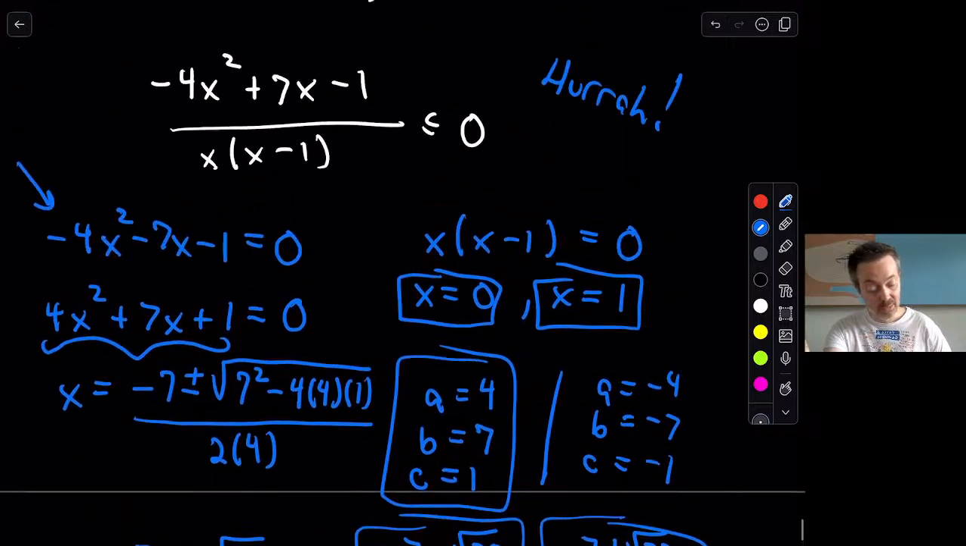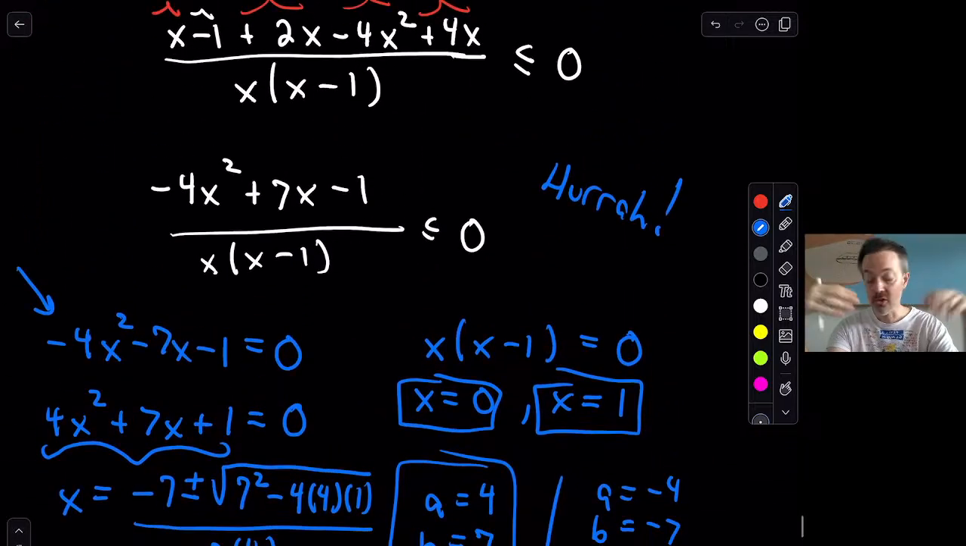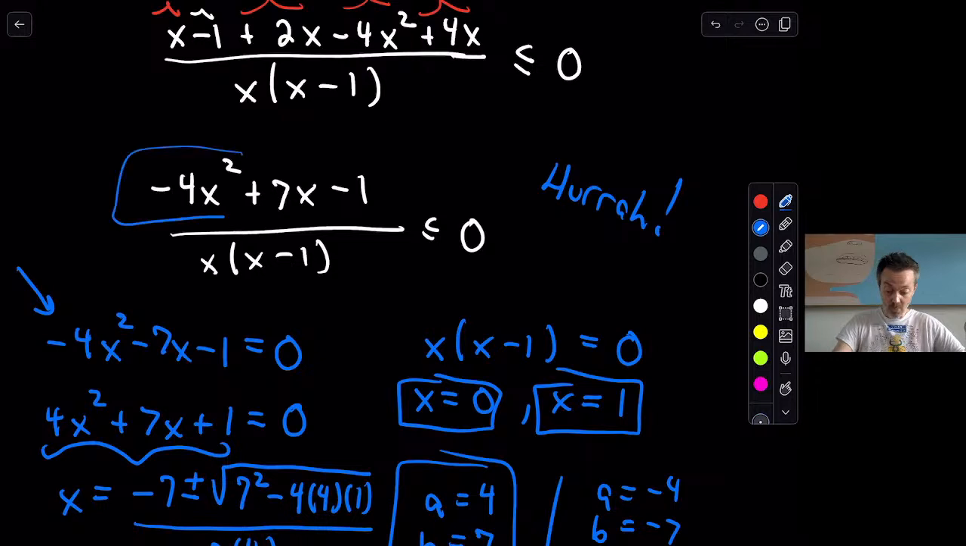I made one side equal to 0. Hey, it's rational. I put them together. I set the top equal to 0. I set the bottom equal to 0. I've now got 2 new questions. These could be easy. These could be hard, depending on what's on top and what's on the bottom.